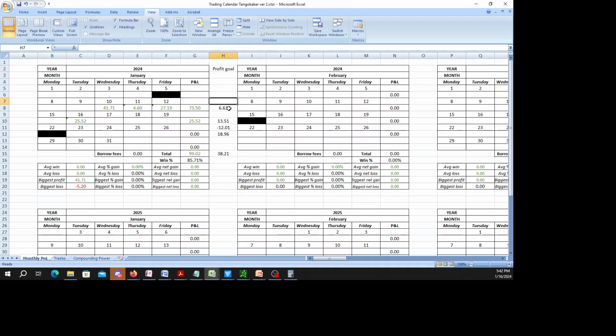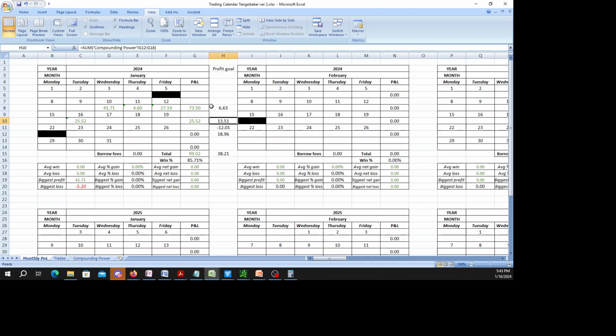So this gives me my weekly profit goals of what I need to meet every week to make sure that I'm still on track. Now, so far, last week, with my $75 accounts, I've made $41. On Thursday, I made $4.60. Friday, I made $27.19, which gave me a weekly profit of $73.50.